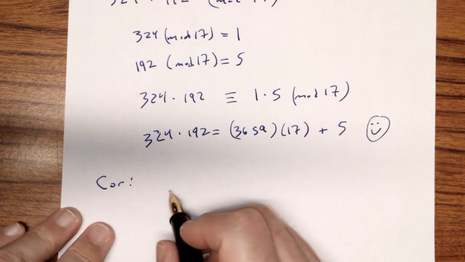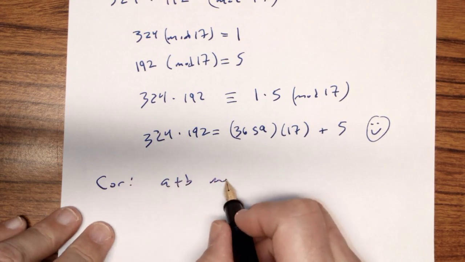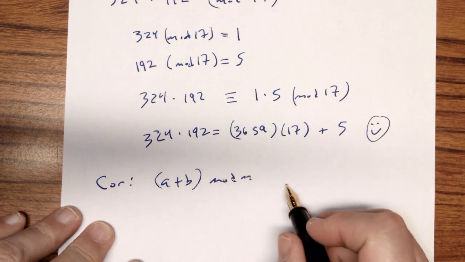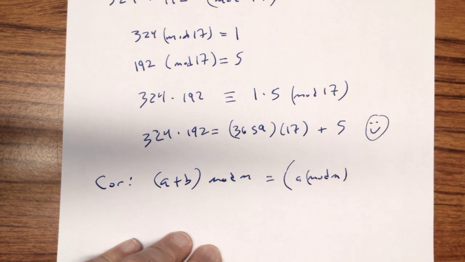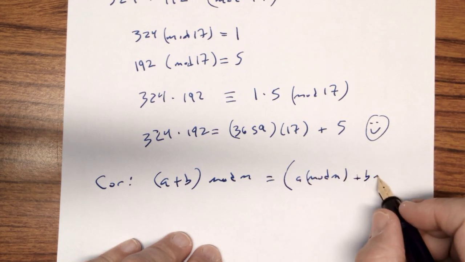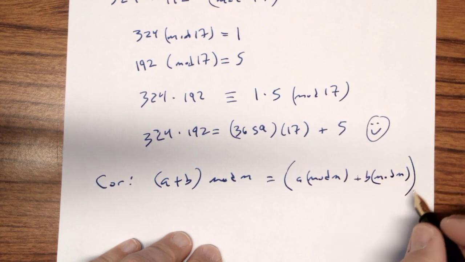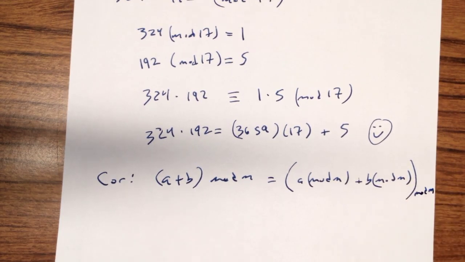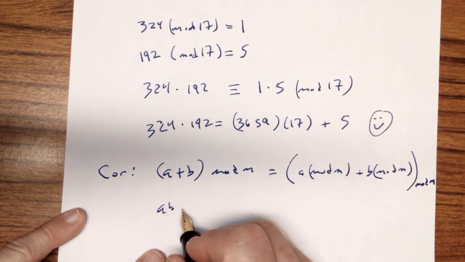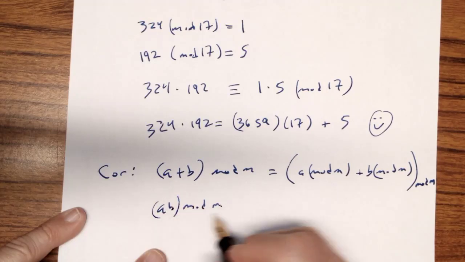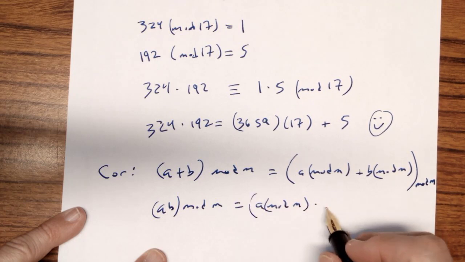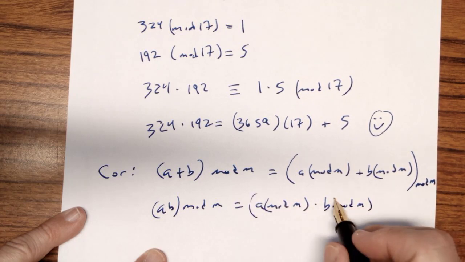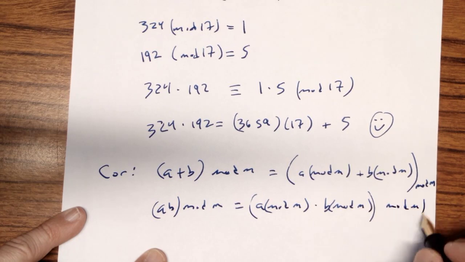As a matter of fact, in general, we write (A + B) mod M is actually equal to ((A mod M) + (B mod M)) mod M. I meant to put that up here, but I ran out of room at the edge of the page. And similarly, AB mod M is equal to ((A mod M) times (B mod M)) mod M.